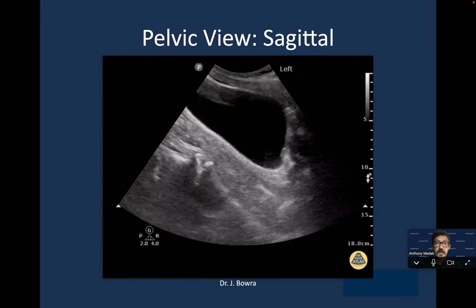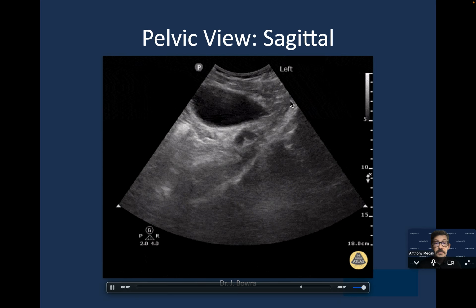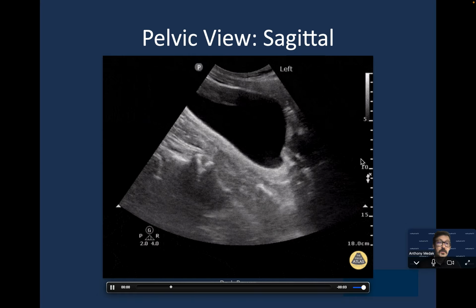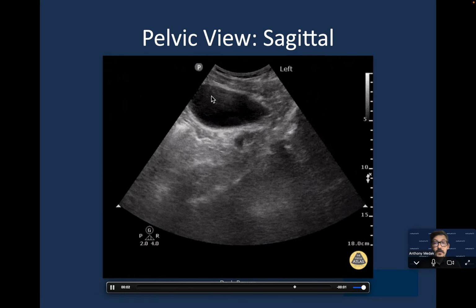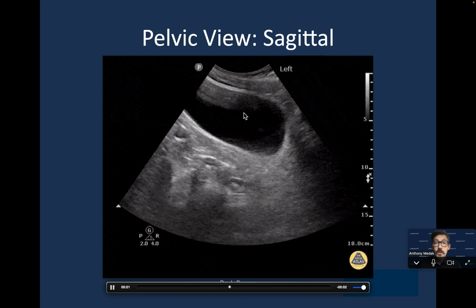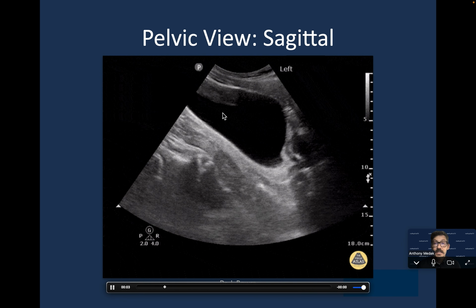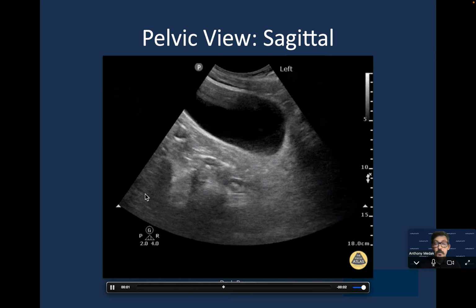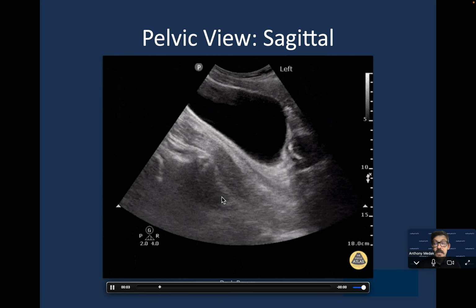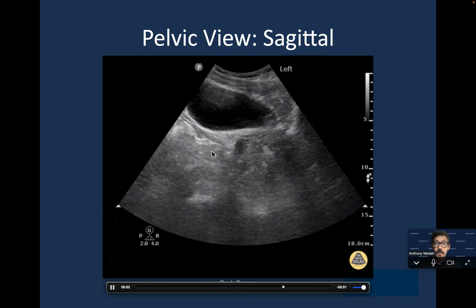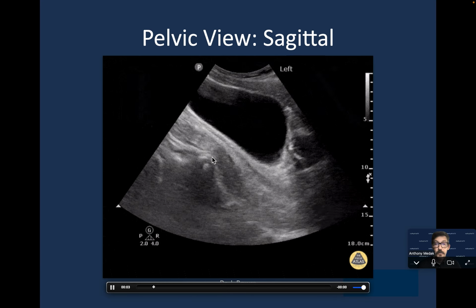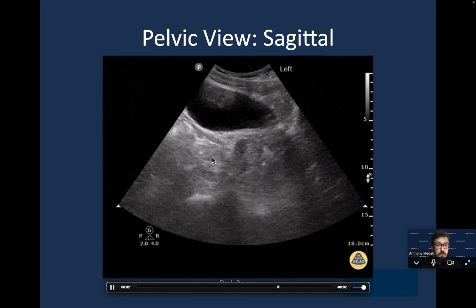So here's what that looks like on a real live ultrasound image. Again, anterior, posterior, towards the head, towards the feet. The big black, or better term would be anechoic, structure in the center of the image is the bladder. And posterior to the bladder, way back here, would be where the bowel is. And between the two, that's where fluid would hide. And as you can see, there is no black stripe of fluid at the pointer here. So this is a normal sagittal view of the pelvis.